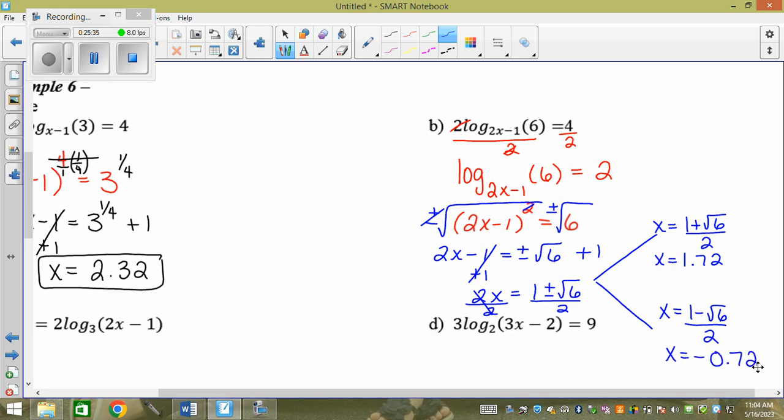But when I check these, if I put the 1.72 in, I get 2 times 1.72 minus 1 is a positive number, so that's okay. If I go 2 times negative 0.72, I get negative 1.44. Minus 1 is negative 2.44. Can I have a negative in my base? No, so this one is actually my solution, and this one is extraneous.